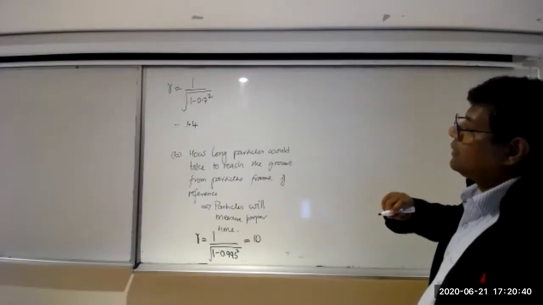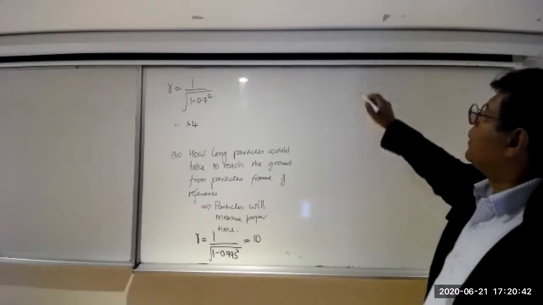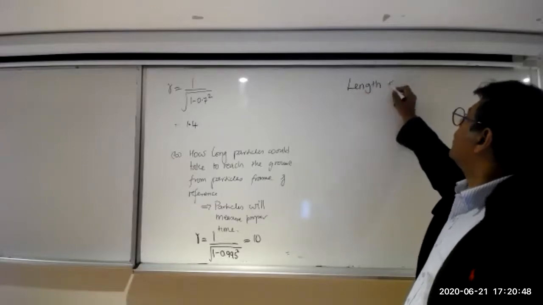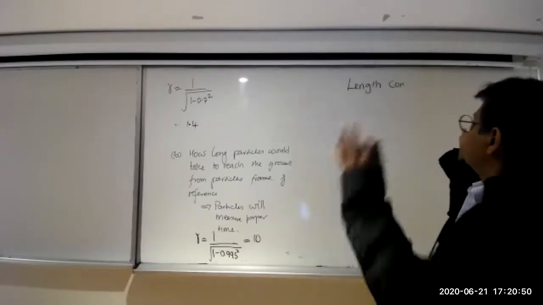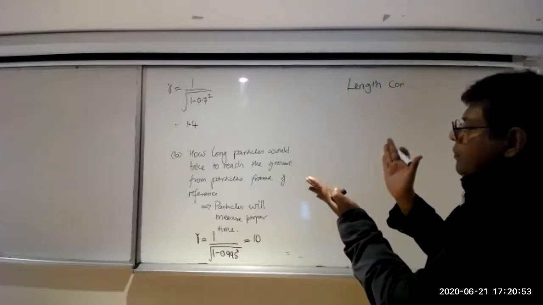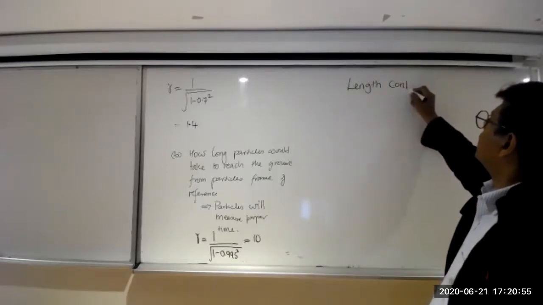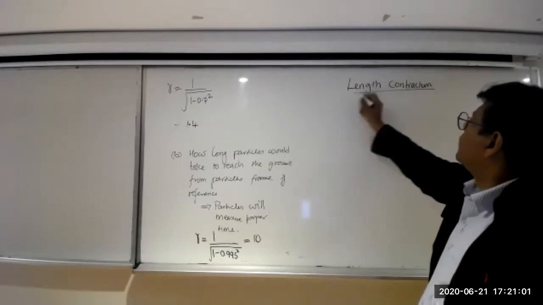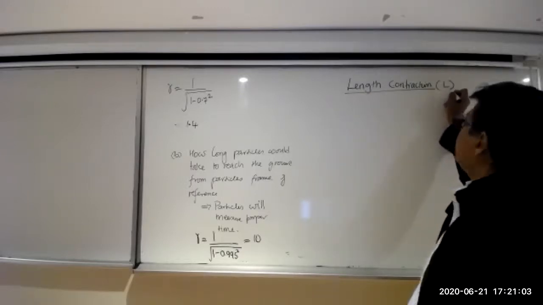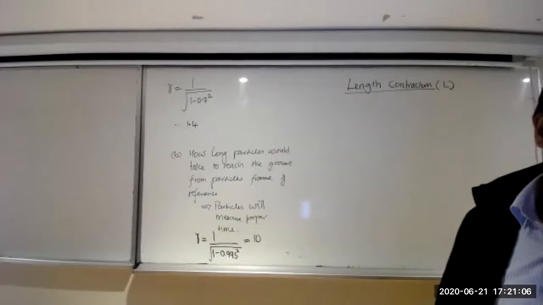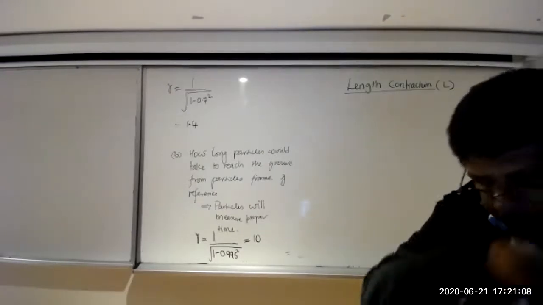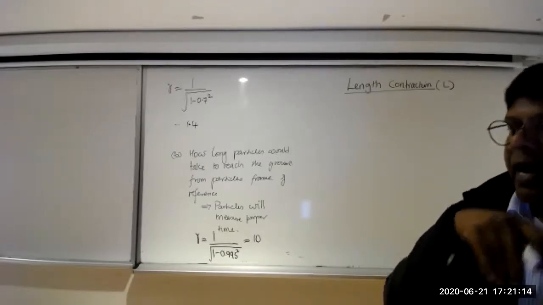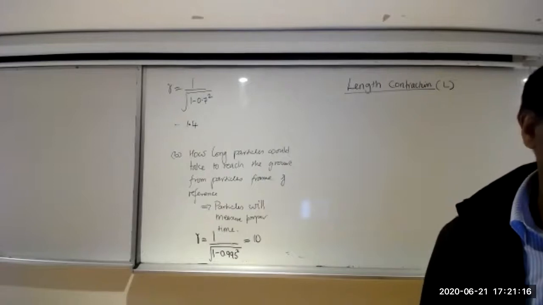Maybe we'll do the length contraction, then we can incorporate both. Let's do length contraction first. Now, if you are observing the same event, two people are observing the same event, the time dilation and length contraction can't happen to the same event.